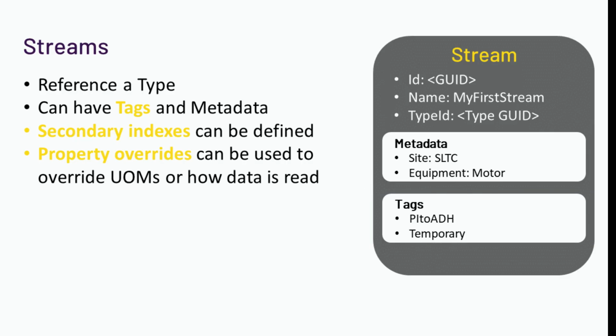On our streams, we have the option to define secondary indexes. And we also can define property overrides that can be used to override units of measure, or how data is read. For example, changing the interpolation mode of the stream.